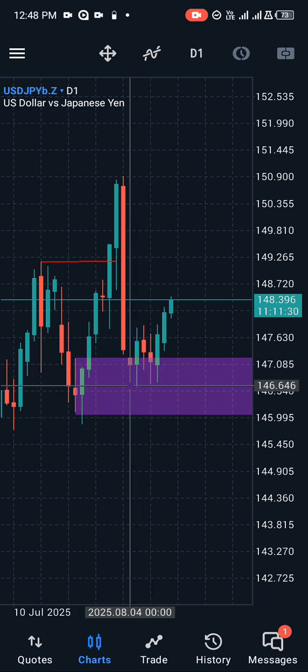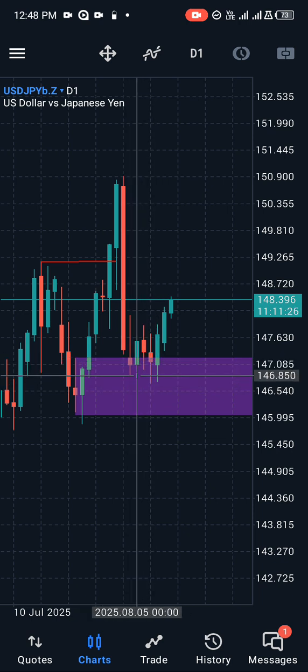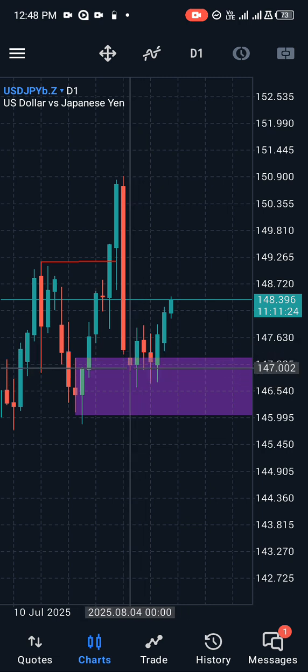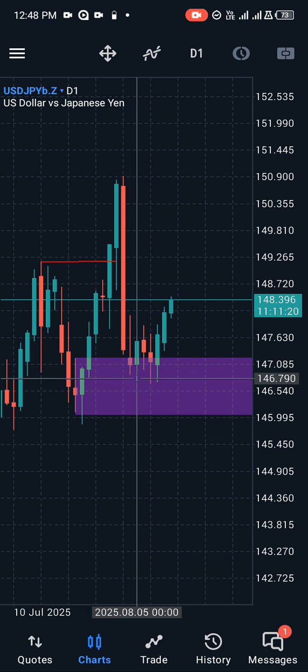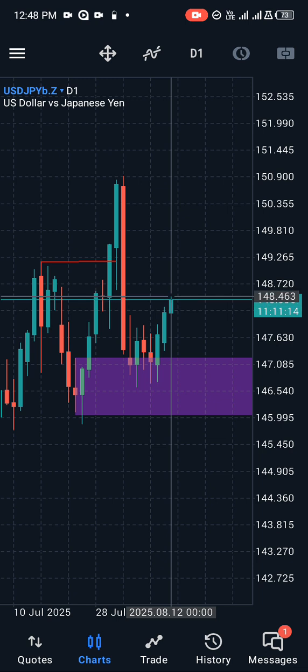and price was getting some rejection. You can see that there was a lot of rejection from these wicks down here. The buyers are going in. They don't want the market to go down. They are going in. You can see this rejection, which sent price to the upside.